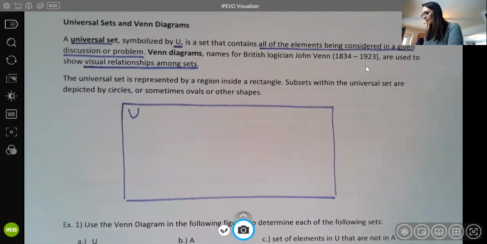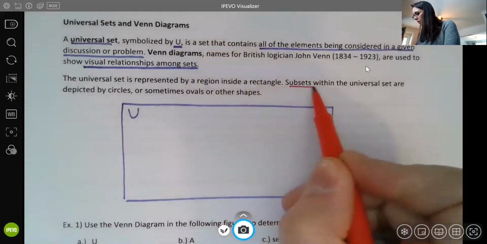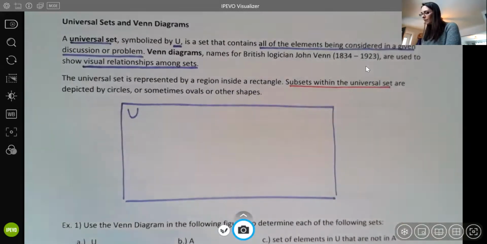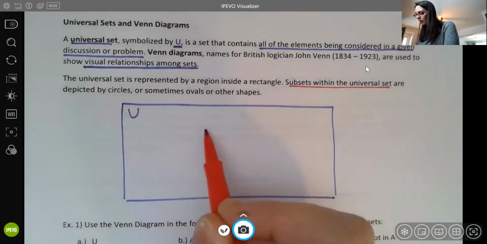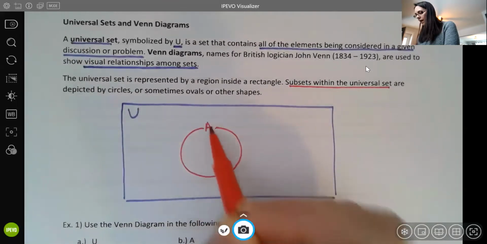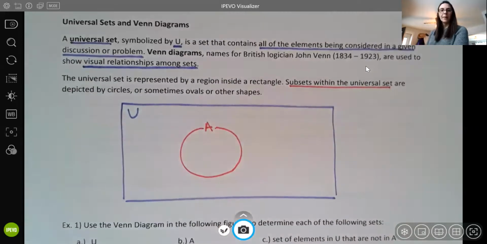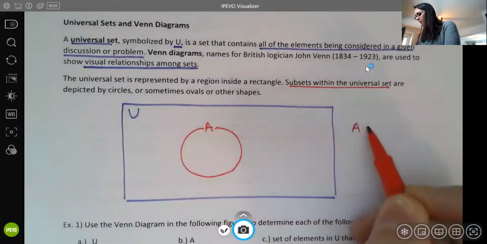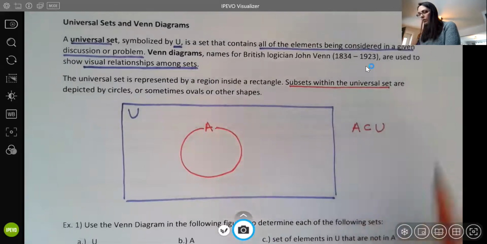And then we also have subsets within the universal set, and we typically use circles there. So for instance, I'm going to just call this subset A. And then you can see that we have a clear subset of the universal set. So it's not the entire thing, right? It's part of it. So here, A is a subset of the universal set.